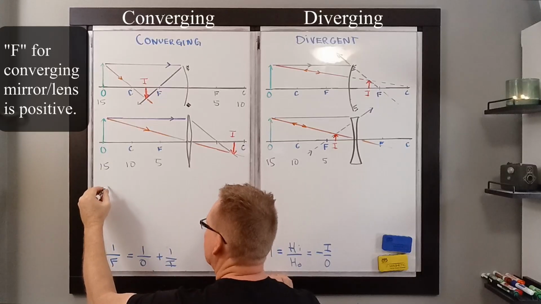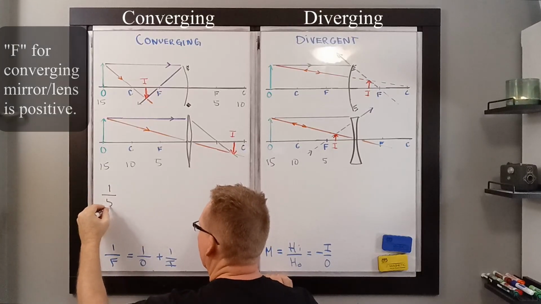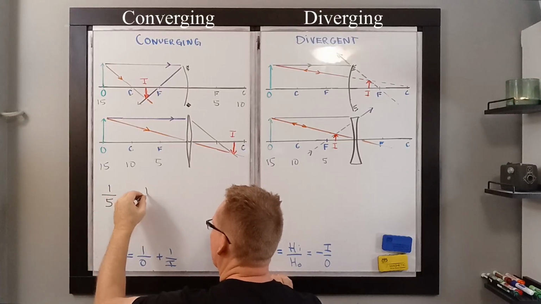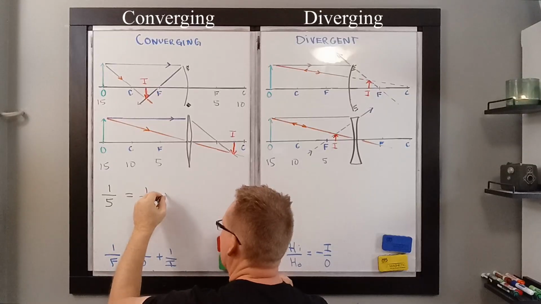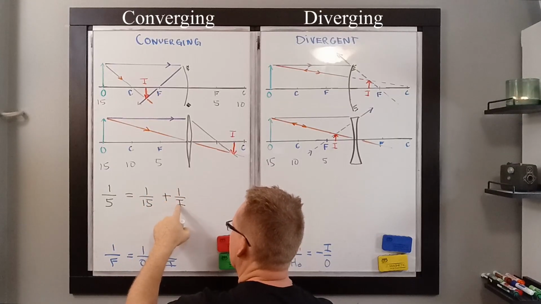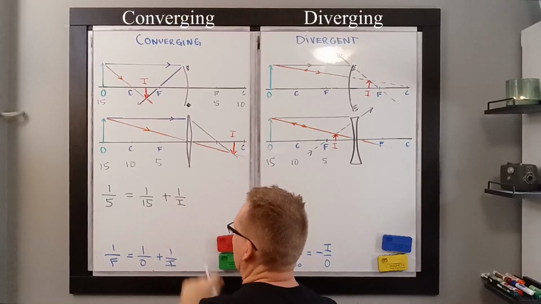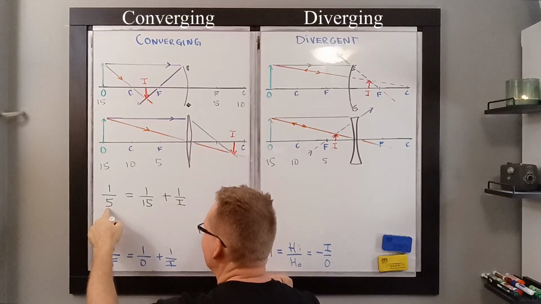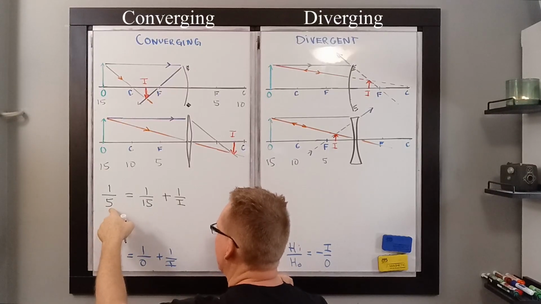I said that was positive. So it's going to be 1/5. That's going to be equal to 1/15 plus 1 over the image. Sorry that my ones and my eyes look very similar, but hopefully you can tell the difference. Now notice here, I chose these numbers specifically because they're easy to work with.